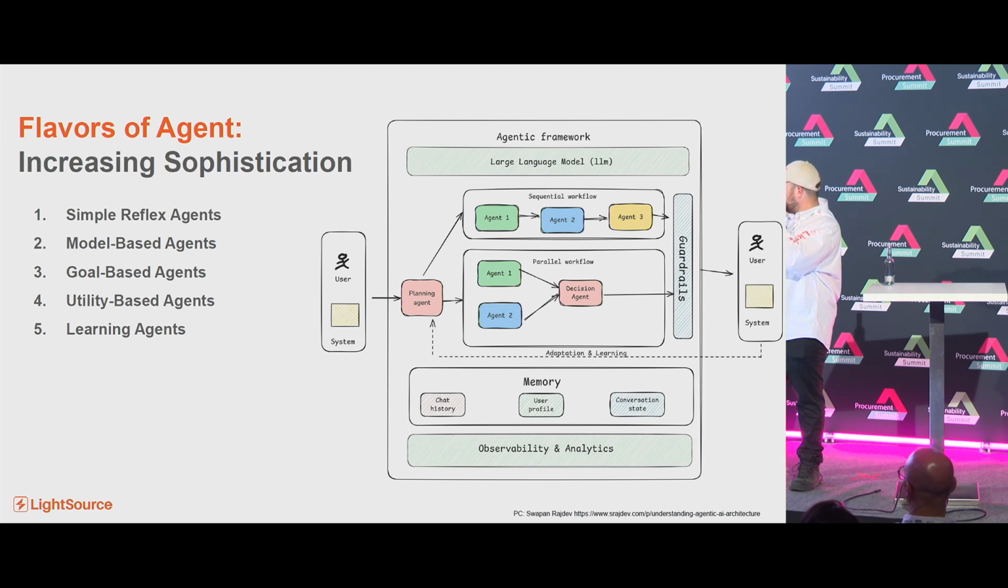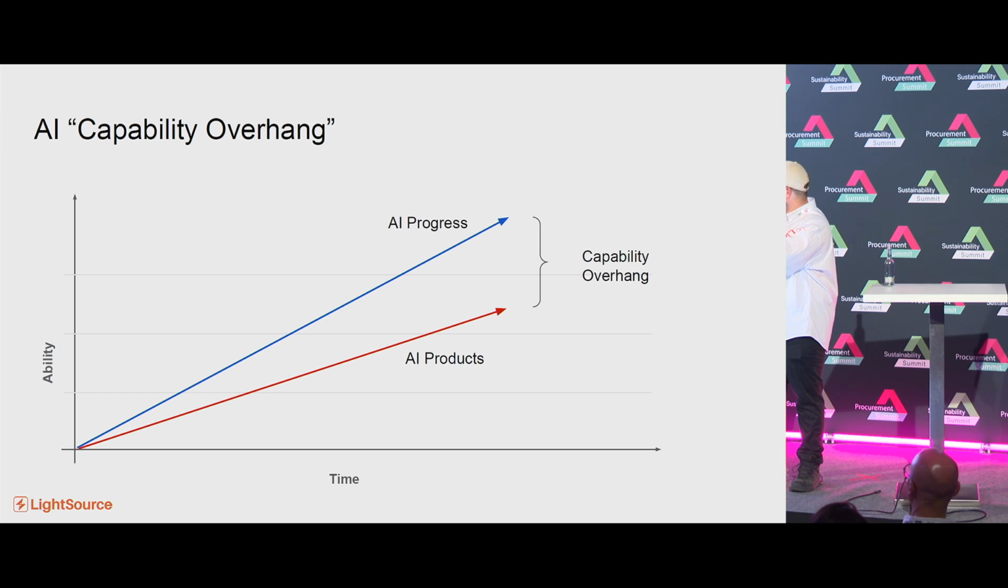And then you might have other kinds of memory systems, whether it's user profiles, RAG, you might want observability, analytics, and then ultimately, the last step might be some kind of guardrails to make sure that you're not hallucinating and things aren't going awry.